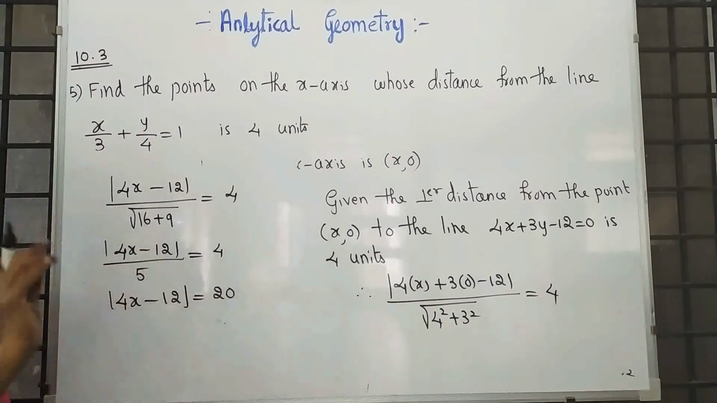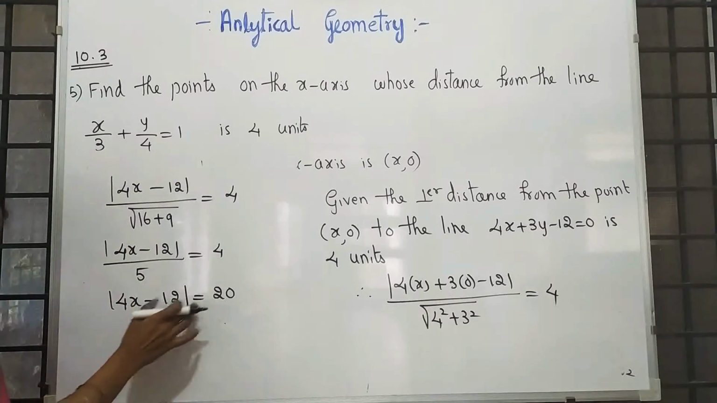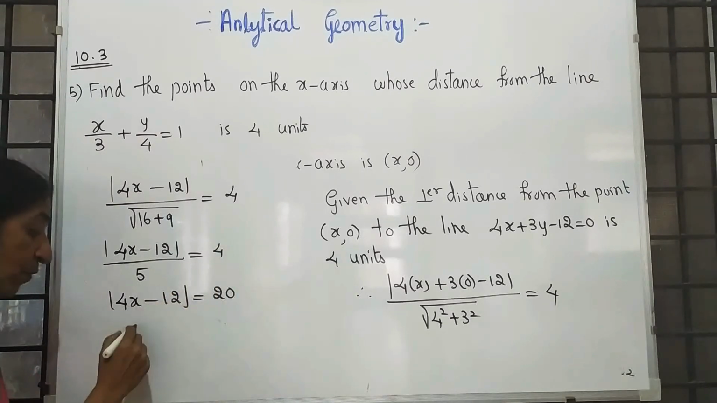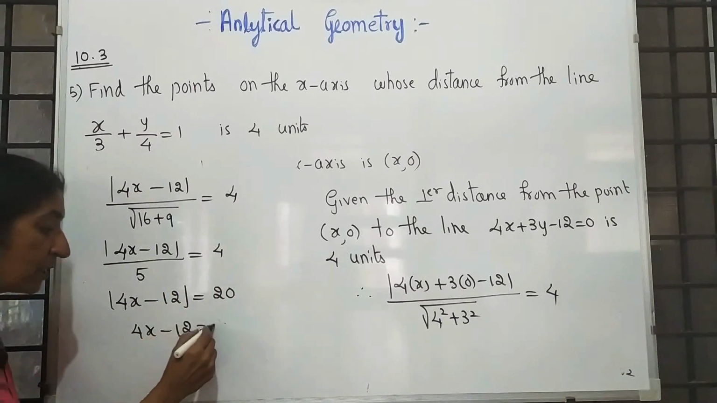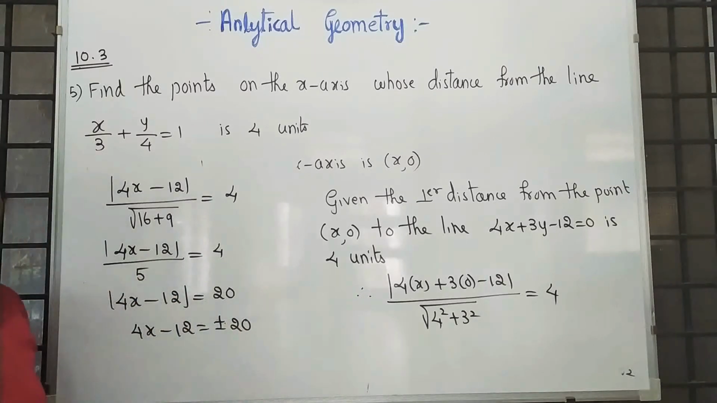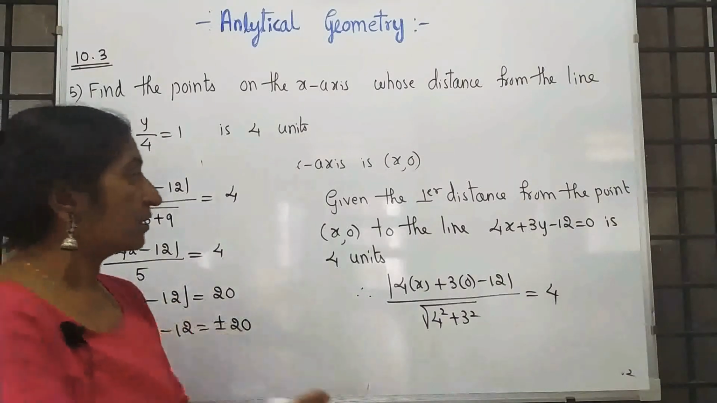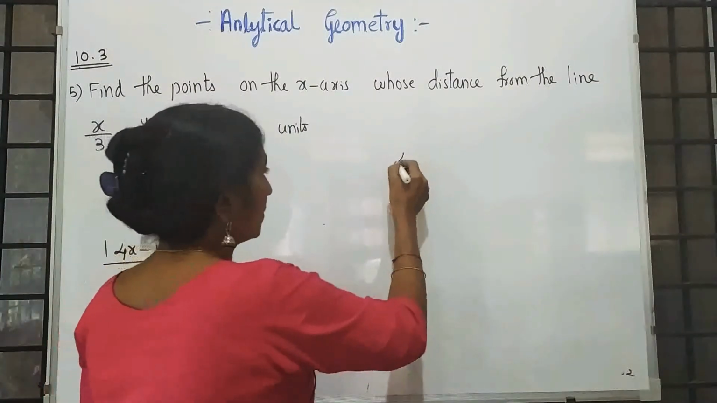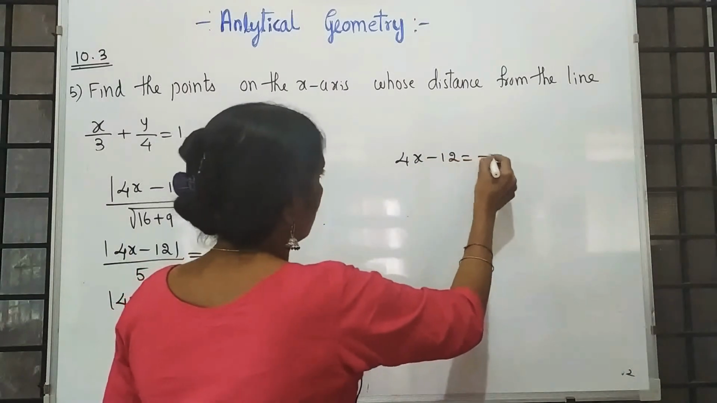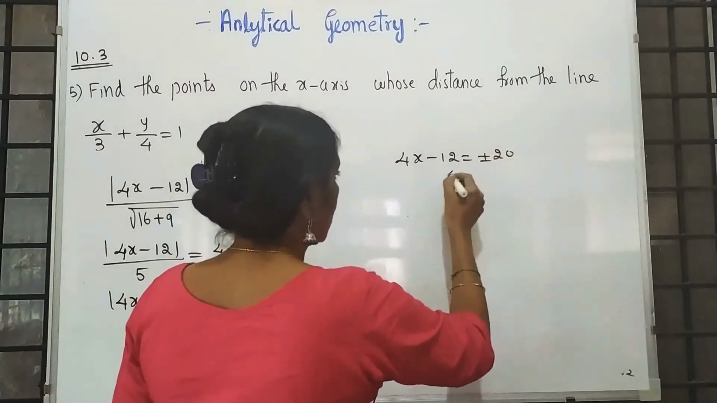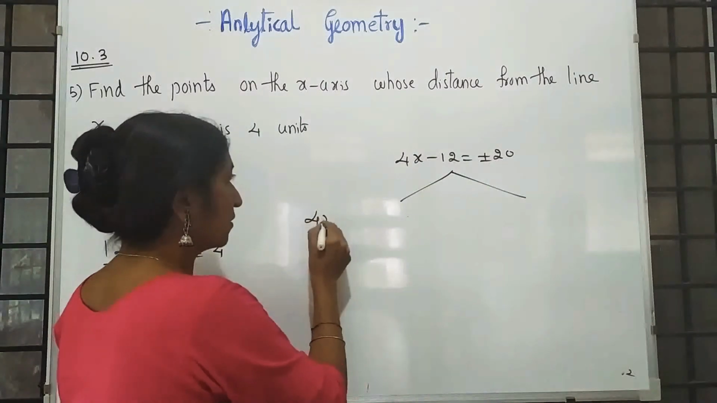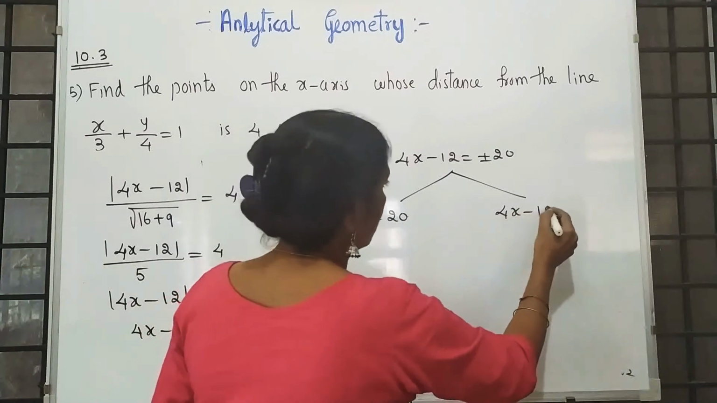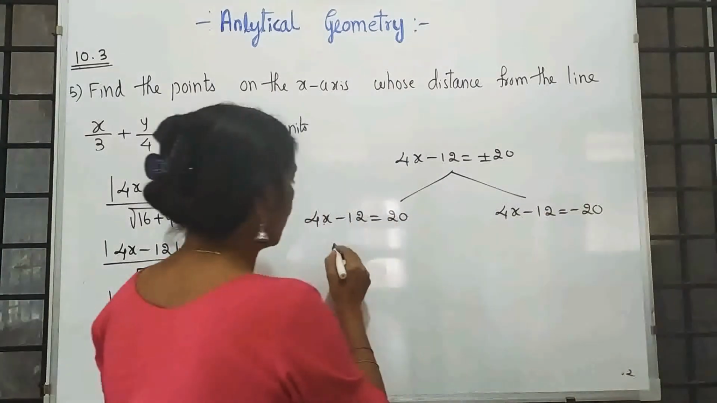Now one important step we have to note down. One side we have a modulus and another side without modulus. If you want to remove the modulus here, for the opposite side you have to write plus or minus. That means 4x minus 12 is equal to plus or minus 20. We have two answers. 4x minus 12 is equal to 20 and 4x minus 12 is equal to minus 20.